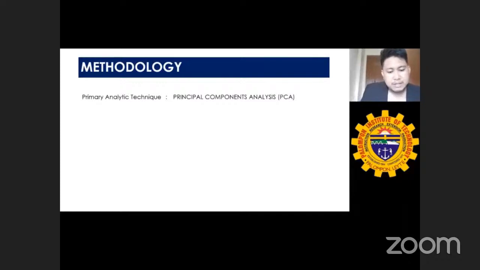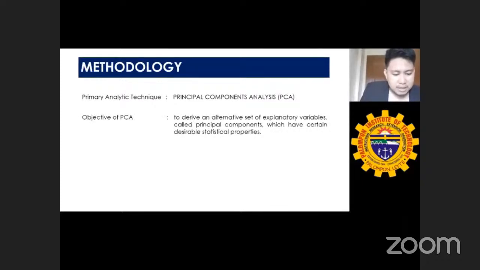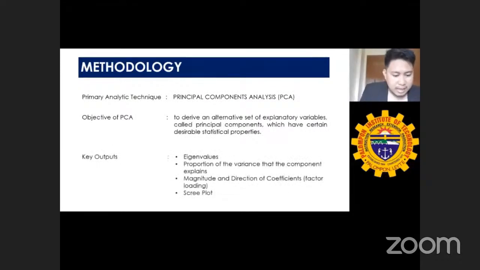This method has been used in many studies involving multiple variables as a one-step approach in a series of analyses. The objective of this method is to derive an alternative set of explanatory variables called principal components, which have certain desirable statistical properties. The advantage is that multicollinearity can be avoided, or the number of predictors relative to the number of observations can be reduced. The key outputs in the procedure include the eigenvalues, the proportion of the variance that the component explains, the coefficients or the factor loadings, and the scree plot.